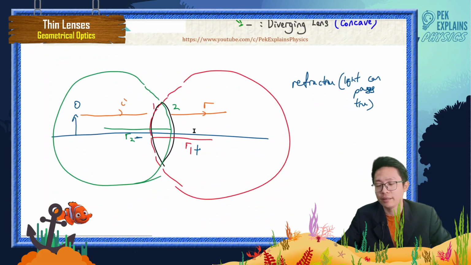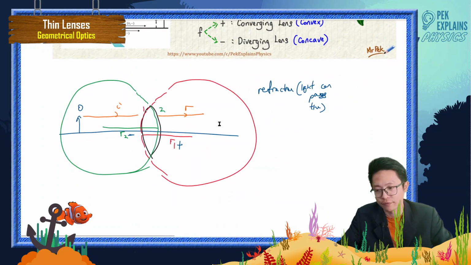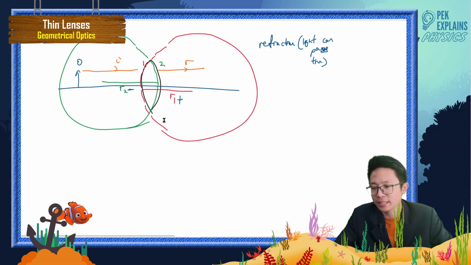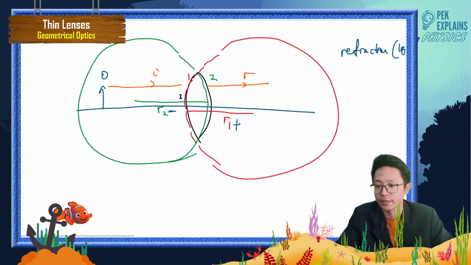By just drawing the diagram, no need to memorize convex surface or concave surface. Understand or not? Okay. So just now I talked about the first surface and second surface.